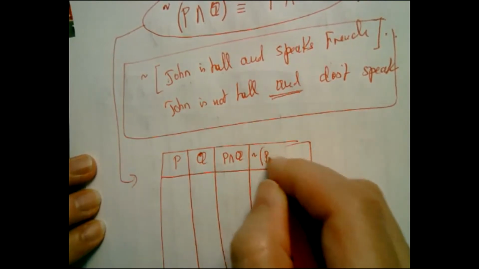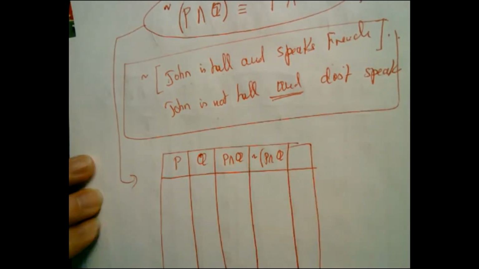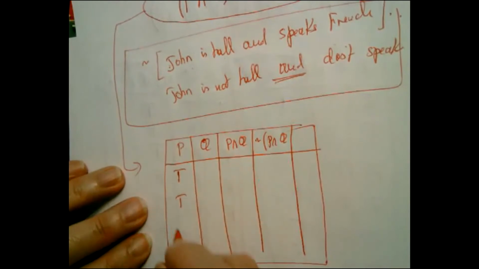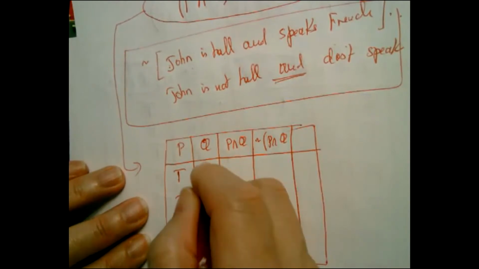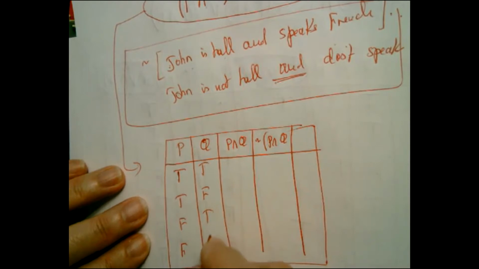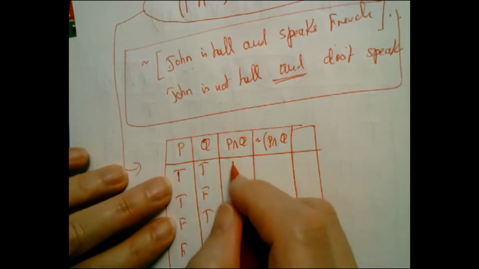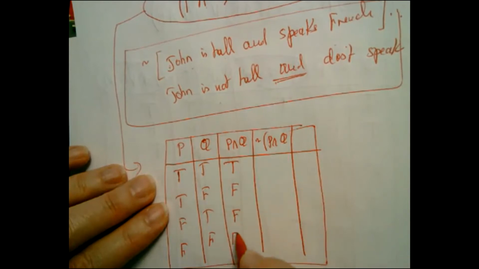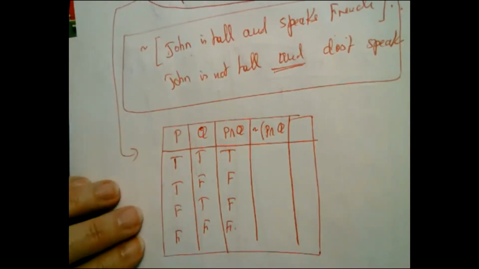And that's the negation of P and Q. So I'm gonna do the first one, then I'll do the second. P is true, true, false, false; Q is true, false, true, false. P and Q is true only in this scenario. Everywhere else is false. So what is the negation?